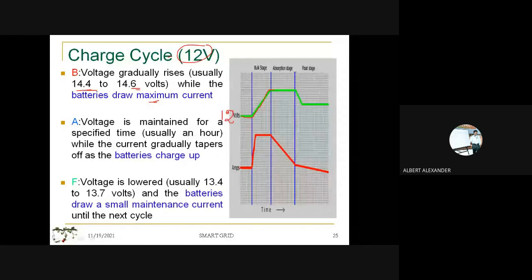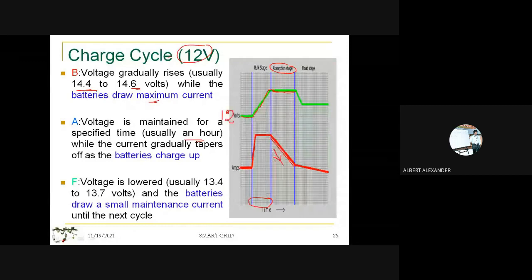Okay. And next, what is happening in the absorption stage? In the absorption stage, the voltage will become steady state. Usually, for a normal 12 volt battery, the battery will be in the absorption stage for even an hour. At that time, we can see in the absorption stage the current is dropping down. Even though the battery is charging, the maximum battery charging actually takes place only in the bulk stage. In the absorption stage, I can see the current is dropping down.